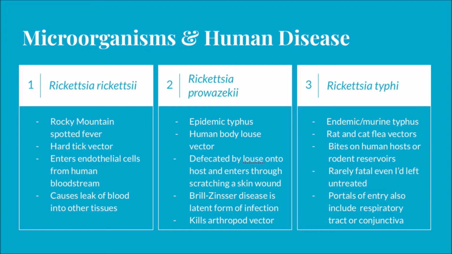Rickettsia typhi is known to cause endemic or murine typhus. It is transmitted through bites of rat or cat fleas onto human hosts or rodent reservoirs. This disease is rarely fatal even if left untreated. It also has other portals of entry that include the respiratory tract or conjunctiva.